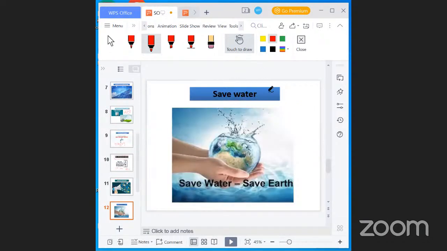Then next, save water. This is also a very, very important thing, right? So make sure to turn off taps while brushing and go for shorter showers and do not waste water by cleaning your cars or bikes, right?